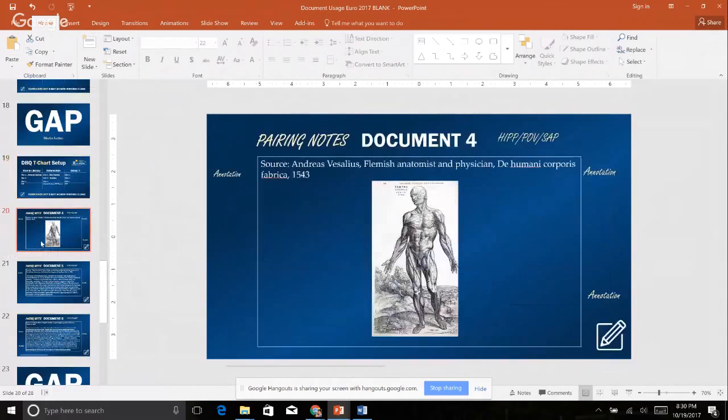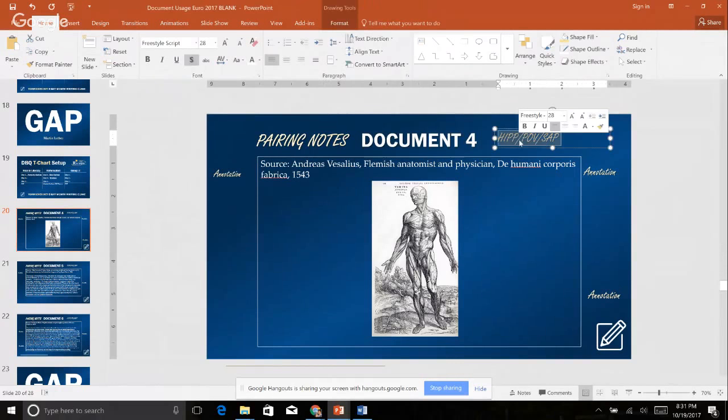Then we see here, every DBQ will have some sort of visual source, whether that be a chart, a map, a painting or a work of art, or a drawing like this. What we see here is Andreas Vesalius. An advanced student would be able to say, okay, I know who that is: Flemish anatomist and physician. De Humani Corporis Fabrica, 1543.